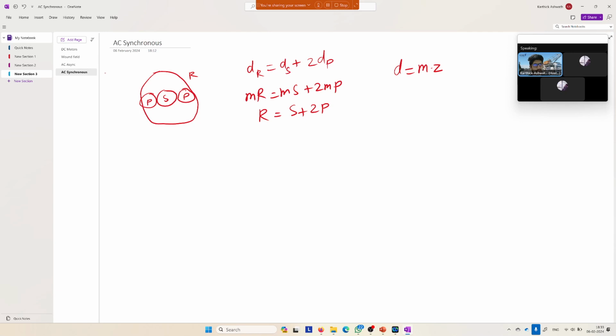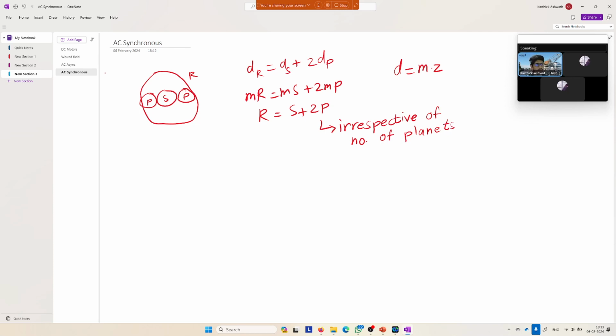The number of teeth in the ring gear is equal to the number of teeth in the sun gear plus twice the number of teeth of the planet. It doesn't matter how many planets there are. So this is valid for every planetary gearbox, irrespective of the number of planets.